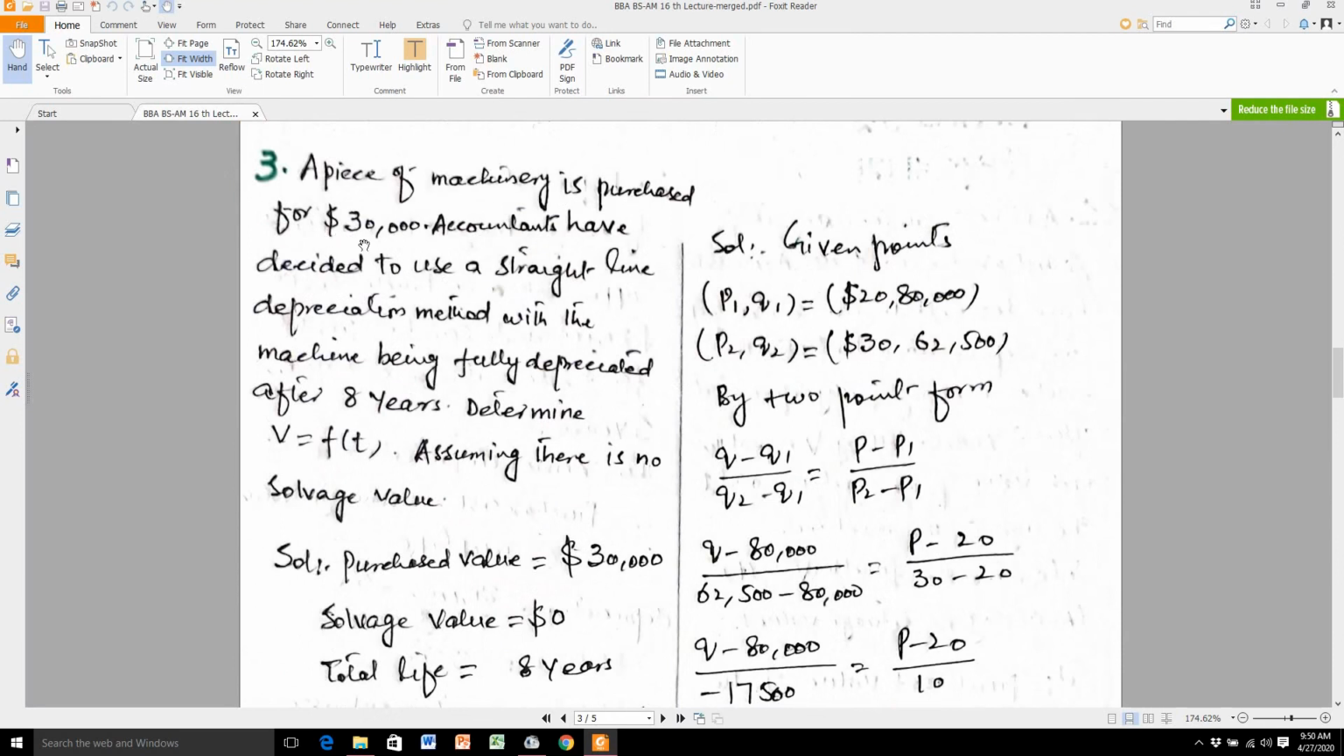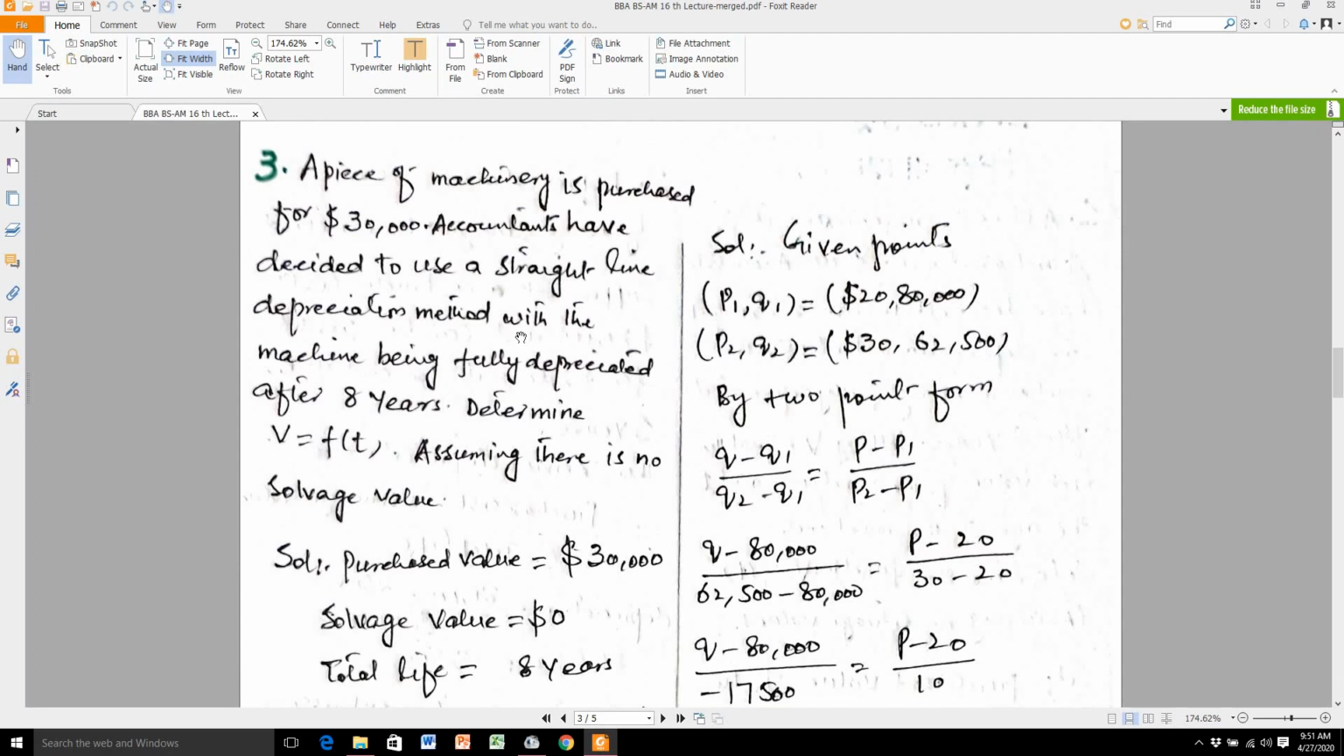A piece of machinery is purchased for $30,000. Accountants have decided to use the straight line depreciation method, with the machine being fully depreciated after 8 years. Determine V is equal to f of t, assuming there is no salvage value.